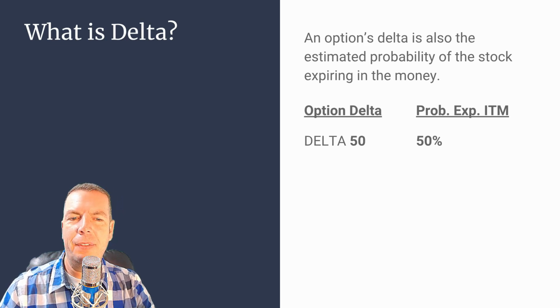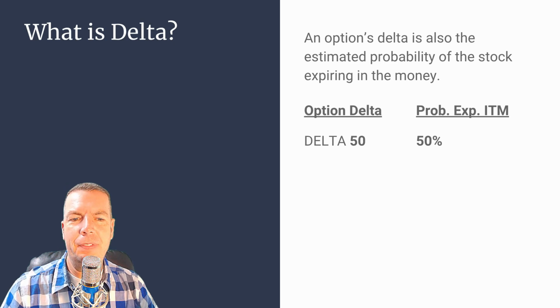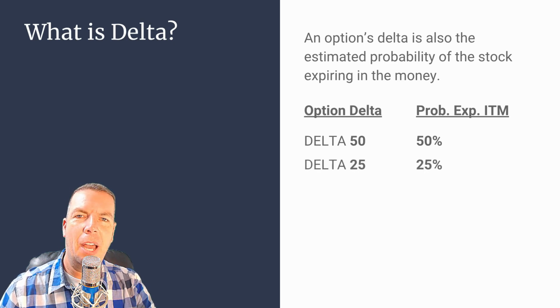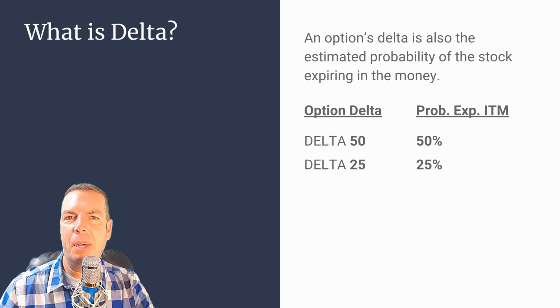So that makes sense, right? If you're at the money at 50 delta, you have a 50-50 chance of that option expiring in the money or having some intrinsic value at expiration. Now, if you're looking at the delta 25, that has a 25% chance of expiring in the money, and so that would be an out of the money option. This 25 delta would be an out of the money option.